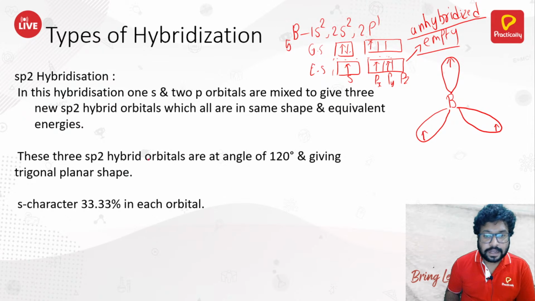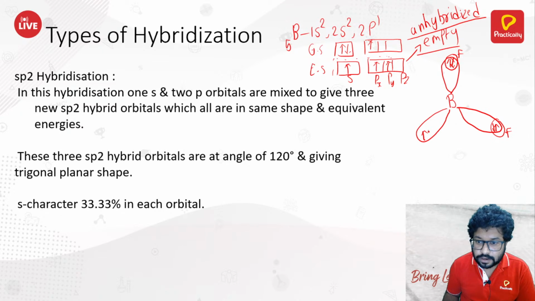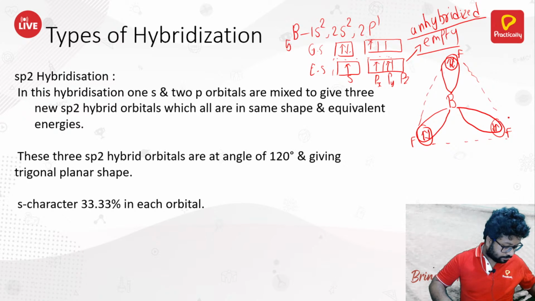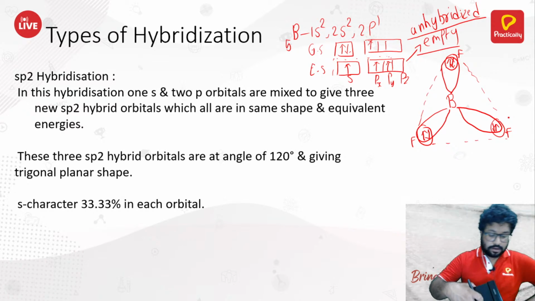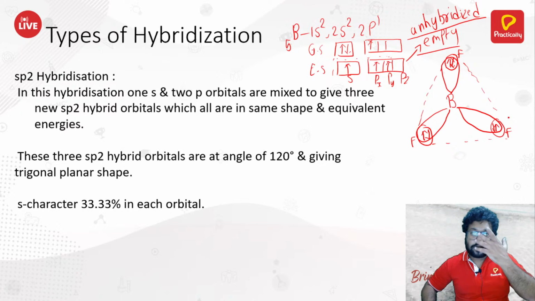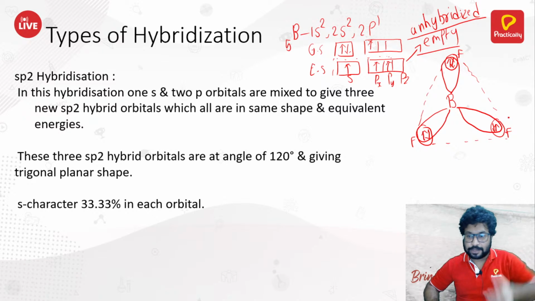Now what will happen? Now hydrogen, fluorine or chlorine, you can take anything. Let's take fluorine, suppose. So fluorine comes, gives an electron to form a bond. Here also fluorine comes and gives a bond. Fluorine gives a bond. So that's how you form a trigonal planar compound. Look at this. Trigonal planar means it is like a triangle like this. It is like this, sp2.